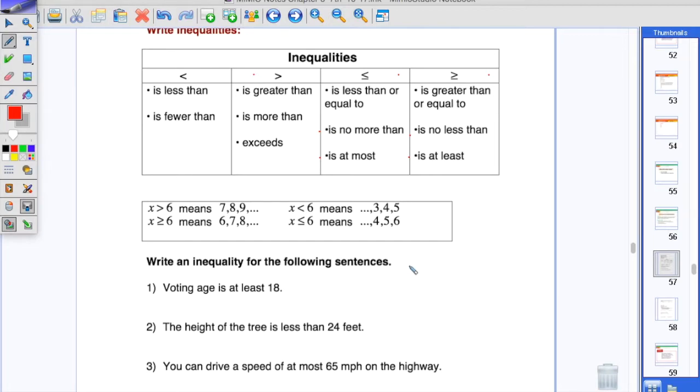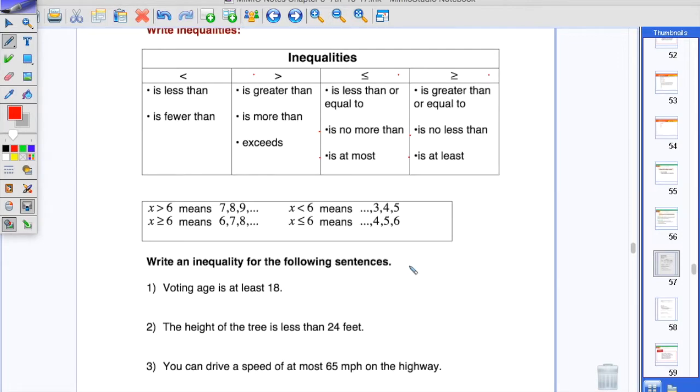It can include 6. X less than 6 means that it is not 6. It's any number less than 6, like 5, 4, 3, anything to the left of 6. X less than or equal to 6 means anything to the left of 6 on your number line and equal to it, like 6, 5, 4, 3, 2, and so on.